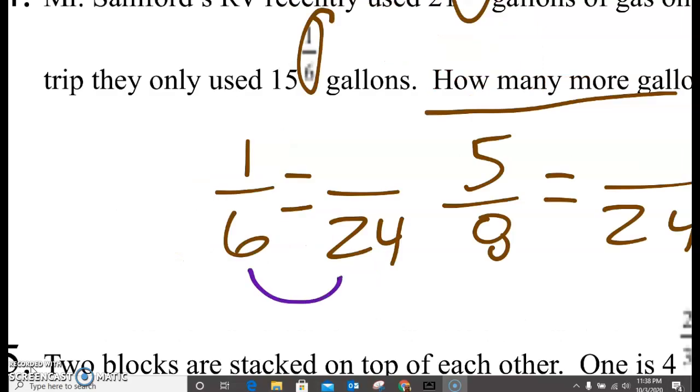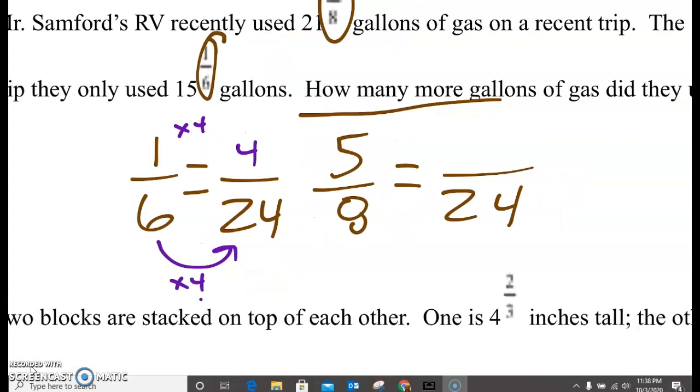So to get from 6 to 24, you would multiply by 4. So we have to do the same thing to the numerator. 1 times 4 is 4. To get from 8 to 24, 8 times 3. So we have to do the same thing to the numerator. 5 times 3 is 15.